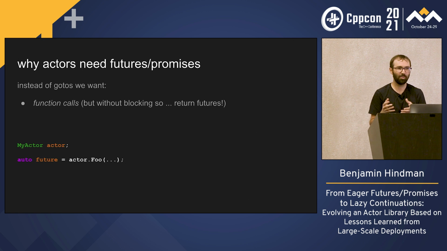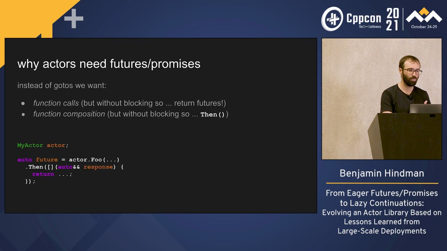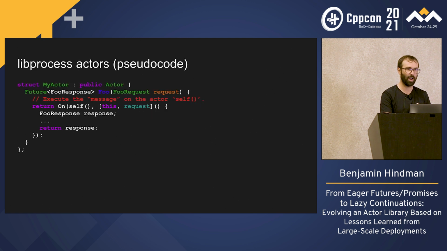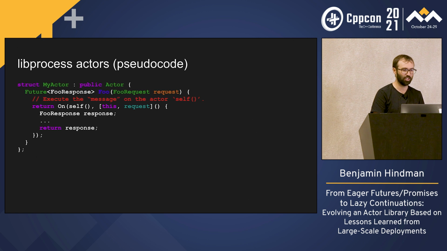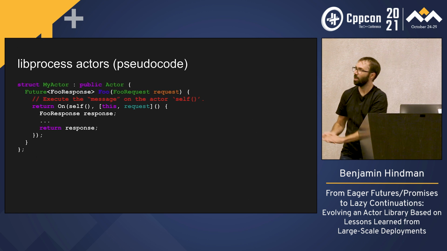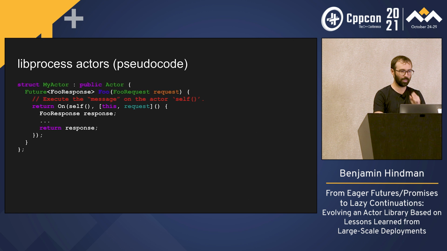Well, what we want is function composition. We want something like function calls. But of course, since we're working with actors, nothing can block. So rather than having our actors block, we'll have them return futures. And since we want function composition, we'll just use then. So how might actors end up looking?